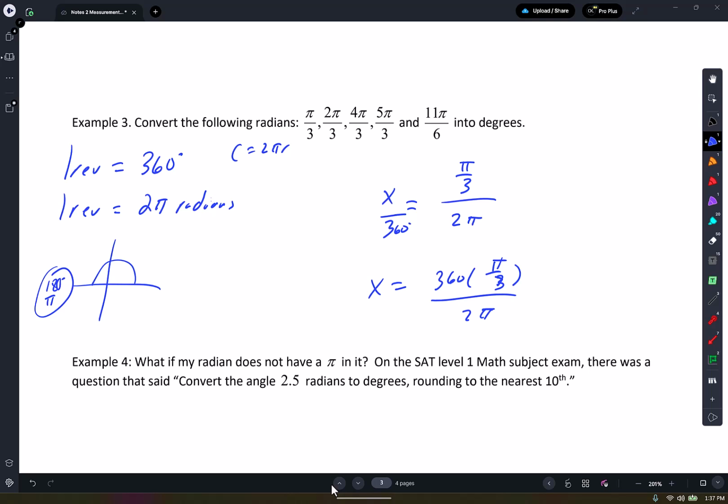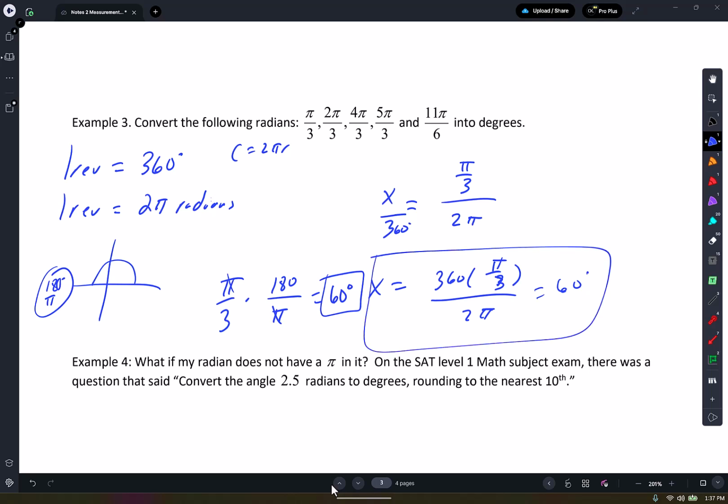You see that 180 over pi? Do it like this. You're going to go pi over 3 times, and I want to convert this to degrees, so I'm going to go times 180 over pi. And now the pi's cancel out, and then look, how many times does 3 go into 18? So this must be 60 degrees, because that's not 18, that's 180. So pi over 3 is 60 degrees. And you just saw how we did it with a calculator, and we also got 60 degrees. This one was 60.